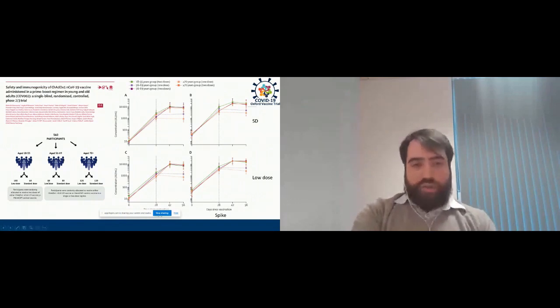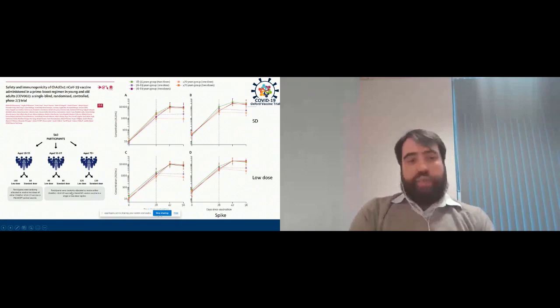The older age groups were then randomized to receive either 1 dose of the vaccine or 2 doses of the vaccine, and we assessed people in 2 different age strata. So people between 56 and 69 and those aged 70 and above. And what was a positive surprise.